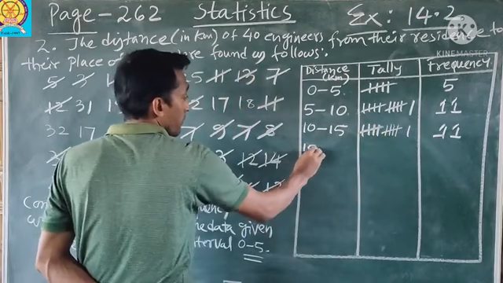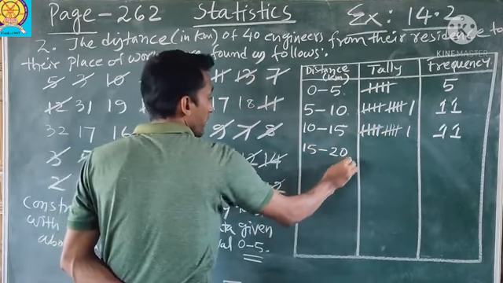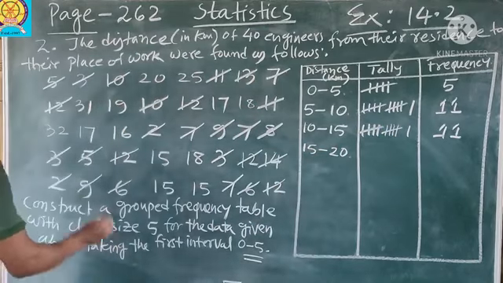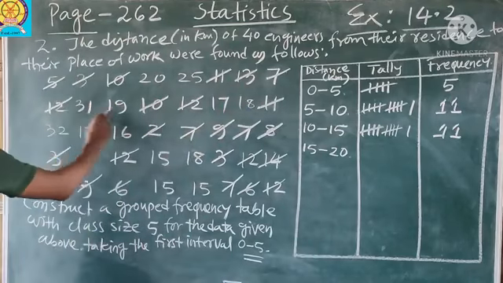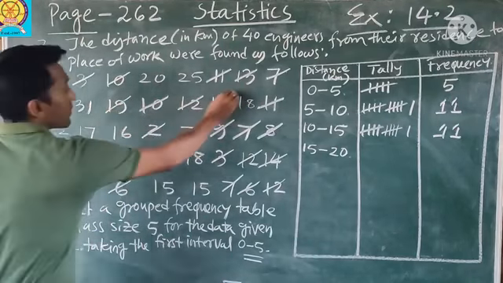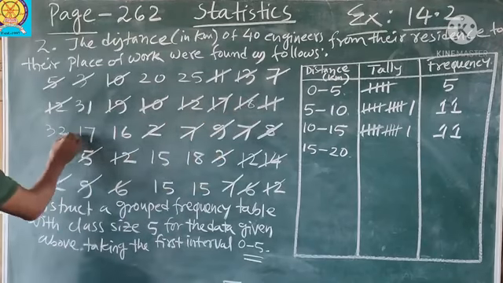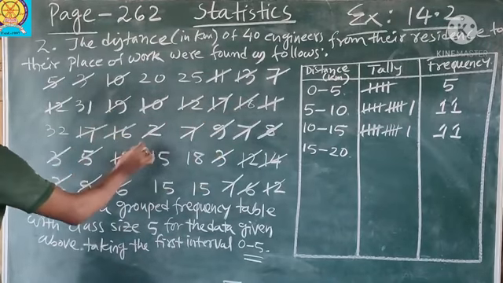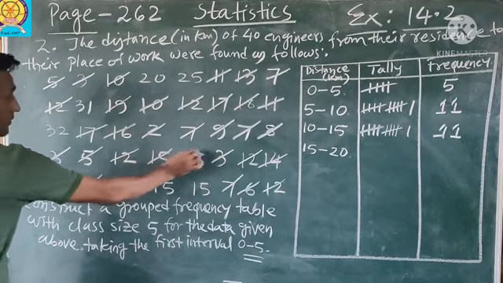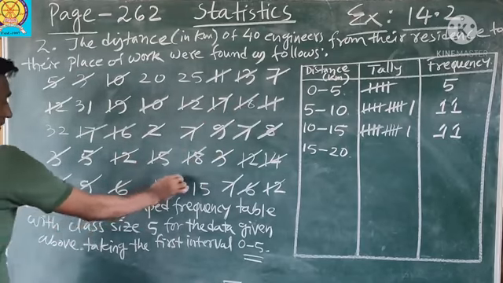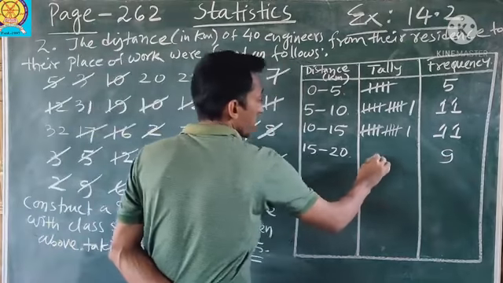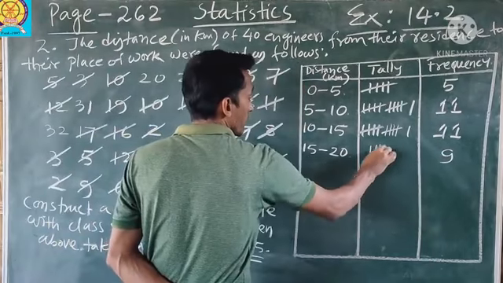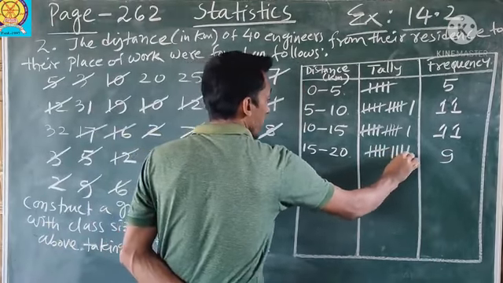Next, 15 to 20. There 20 is not included. 1, 2, 3, 4, 5, 6, 7, 8, 9. Frequency 9.